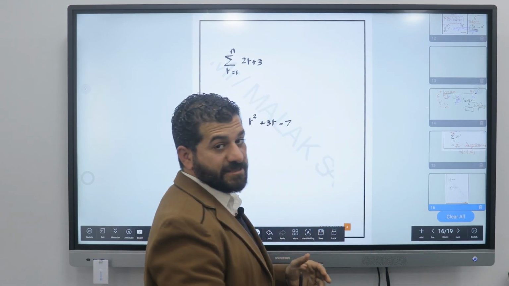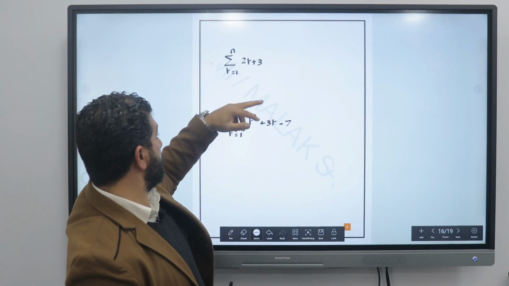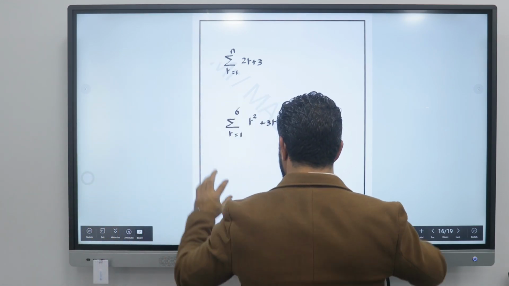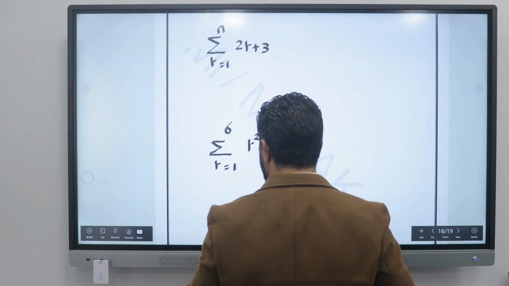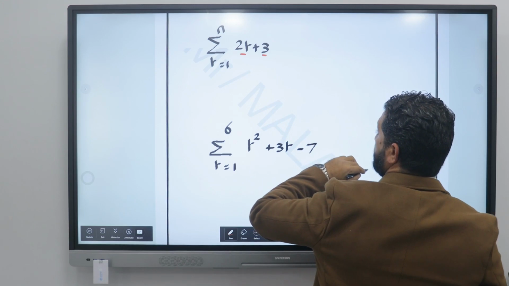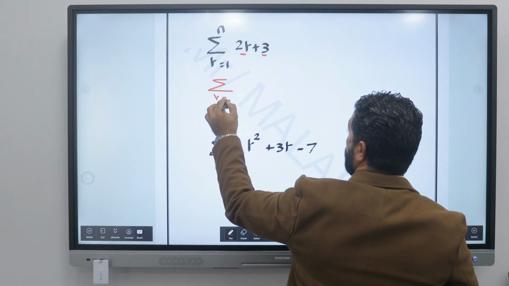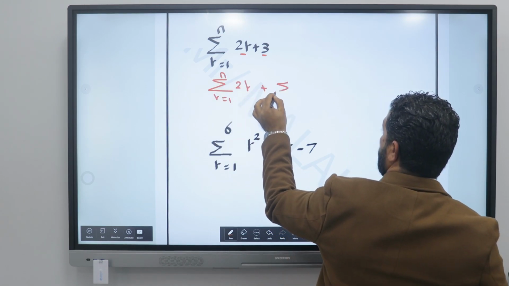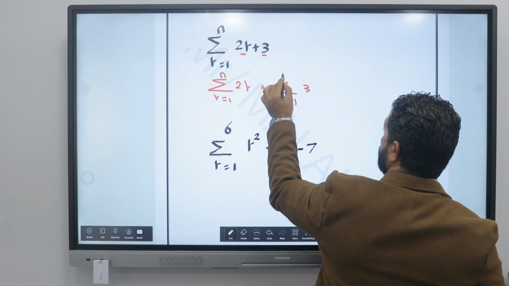Let's go to the next example. This example here has the sum of r from 1 to n. So what shall we do here? Actually we have 2r and we have 3. So we can split into the sum of 2r from 1 to n plus the sum of 3 from 1 to n.